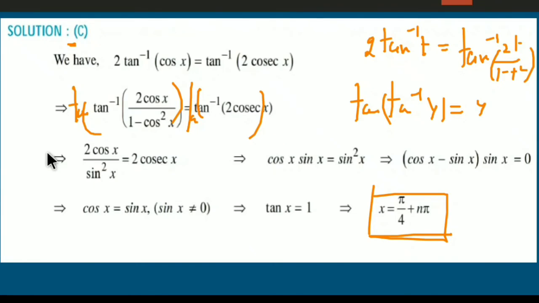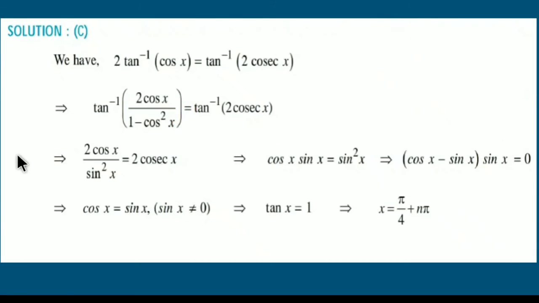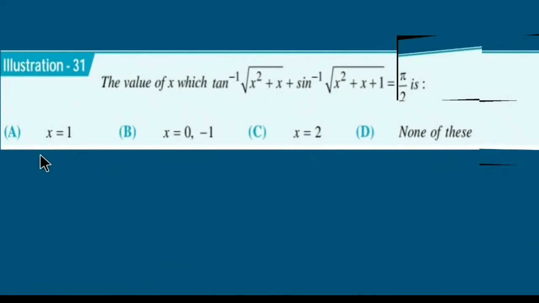Fine. Let's see another question. Find the value of x for which tan inverse of under root x square plus x, plus sin inverse of under root of x square plus x plus 1, is equal to pi by 2. Pause it and try yourself first, and then come to the video. So let's start.